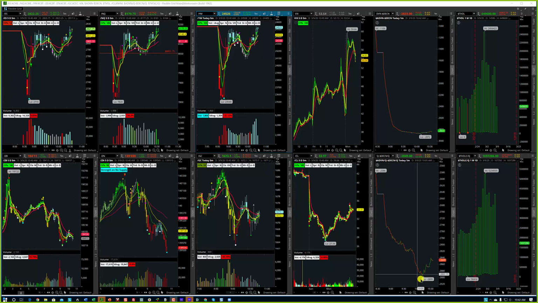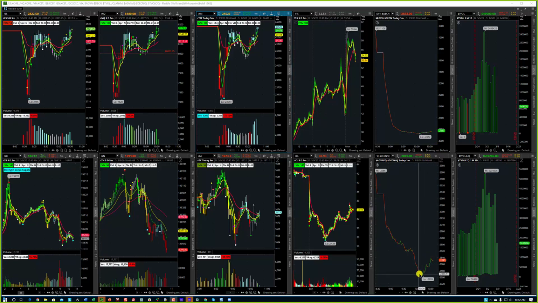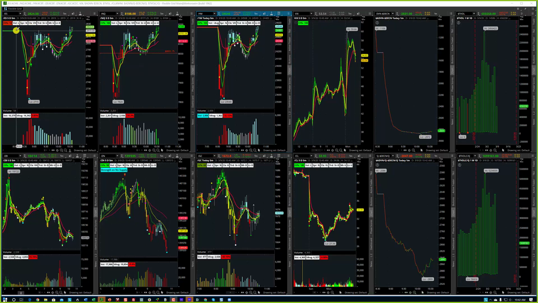You can see finally the AD lines have turned up on the NASDAQ anyway, down here. And they're flat, forming a rounded bottom on the NYSE. But this high on the ES and the NQ after the pullback, they've been taken out.